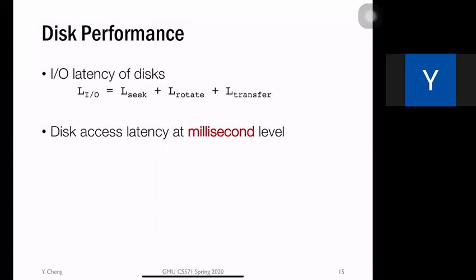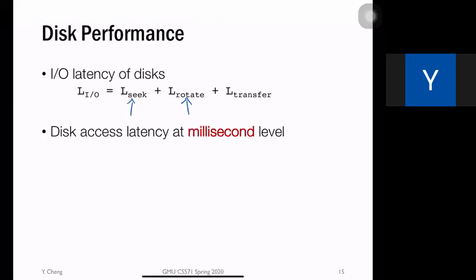This equation consists of 3 parts. The first factor is the seek latency. This is the time it takes for the disk arm to seek the right track and settle on it. The second factor is the rotation latency. That is the second step, remember? The hard disk drive needs to power up the rotation process.